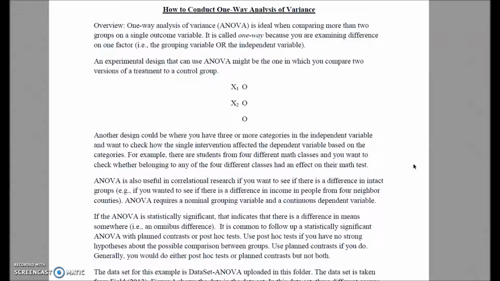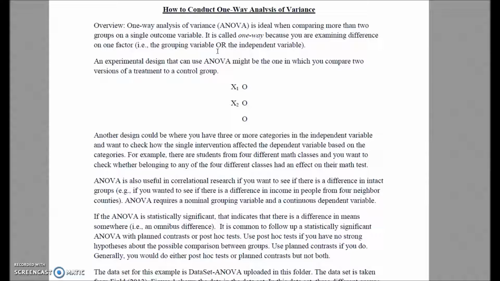Previously, we talked about independent and dependent sample t-tests, and in that case, we only had two groups. So think about doing nearly the same, comparing the means, but in this case, we have more than two groups and a single dependent variable. So one-way analysis of variance is used when comparing more than two groups on a single outcome variable. Your outcome variable is your dependent variable. It is one-way because we are only examining one factor. That means one independent variable, or the grouping variable.